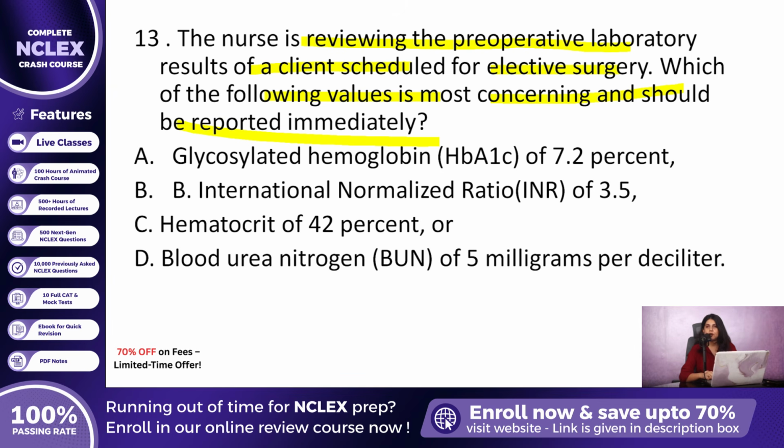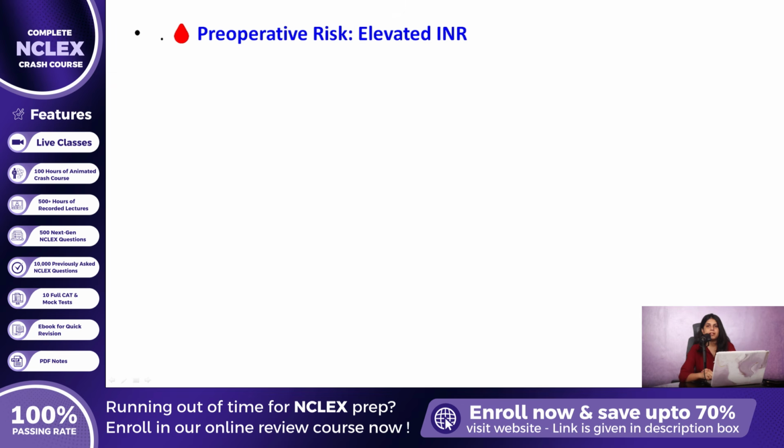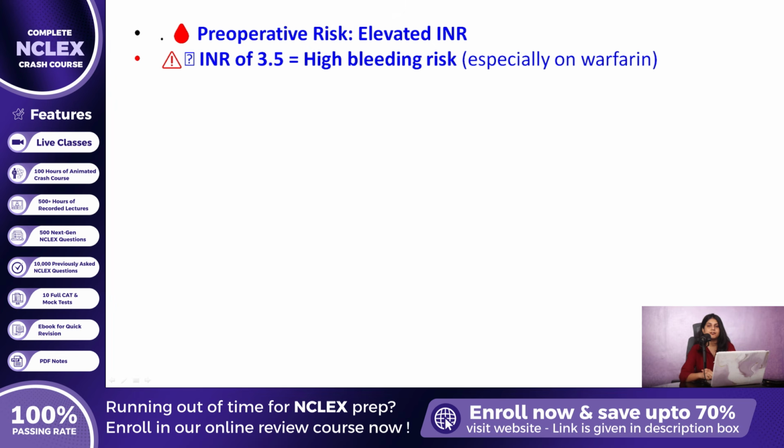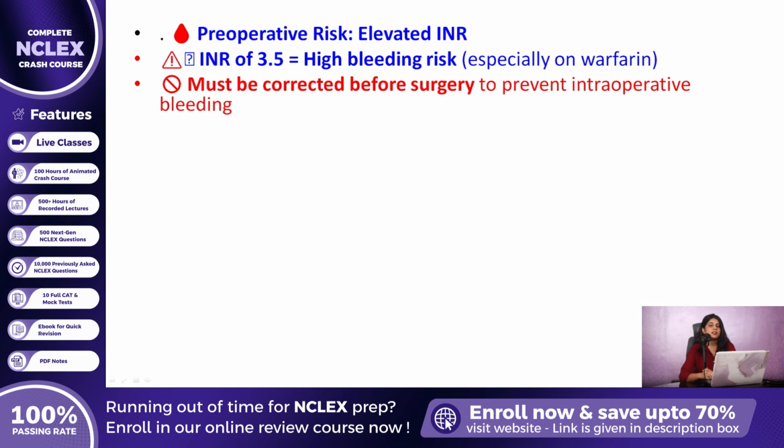The correct answer is option B, International normalized ratio of 3.5. Here is the rationale. An international normalized ratio of 3.5 indicates a significantly increased bleeding risk, especially if the client is on anticoagulants like warfarin. This result is well above the normal range and must be corrected prior to surgery to prevent excessive intraoperative bleeding.